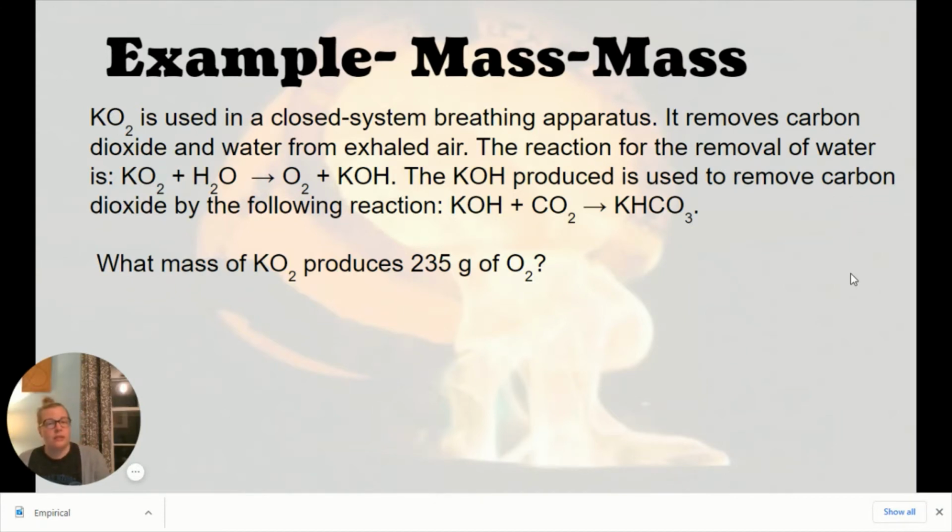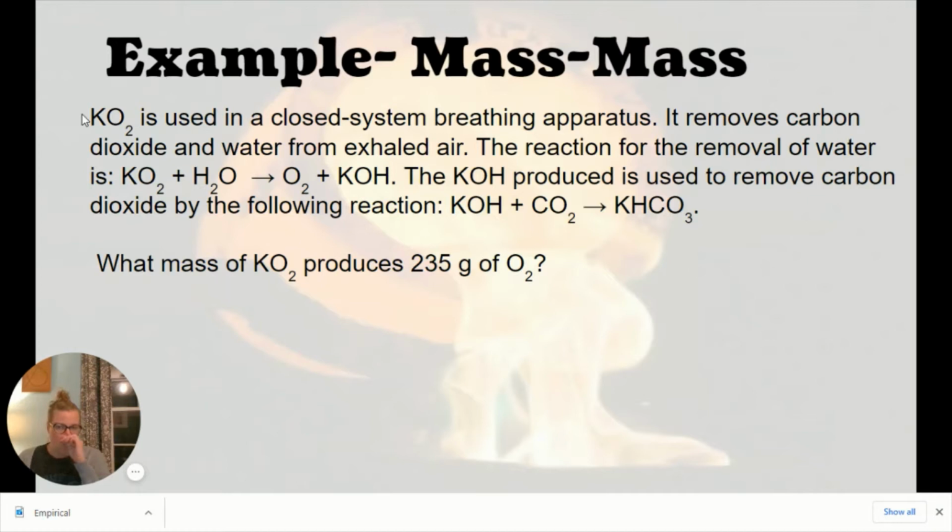The question they're asking is, what mass of KO2 produces 235 grams of O2? Okay, so when I read through my problem, there is a lot of extra text here. What we need to do is cut through the problem and figure out what it's asking. So what I'd like you to do is pause the video, attempt the problem, and then we'll see how things go.